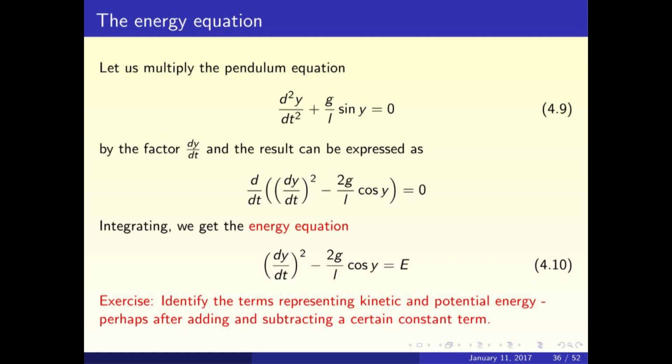Identify the terms in 4.10 that represent the kinetic energy and the potential energy. The first term, dy by dt squared, is somehow related to the kinetic energy and the second term is somehow related to potential energy. You might have to multiply it by some constant. You might have to add a certain constant, the reference potential, but essentially equation 4.10 spells out the law of conservation of energy and we are going to refer to equation 4.10 as the energy equation. We are going to call it the energy equation.